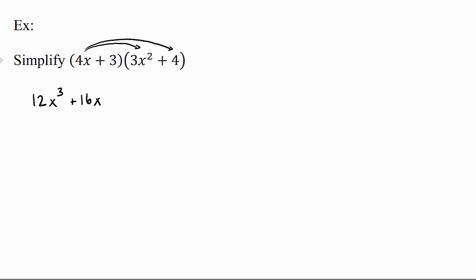Moving on to the 3 now, we're going to distribute 3 over each of these. So 3 times 3 is 9, and then there's no term of x to multiply with x squared, so that stays as x squared. And then 3 times 4 is 12. Looking and scanning for like terms, I do not have any terms that are alike, so I can't combine them.